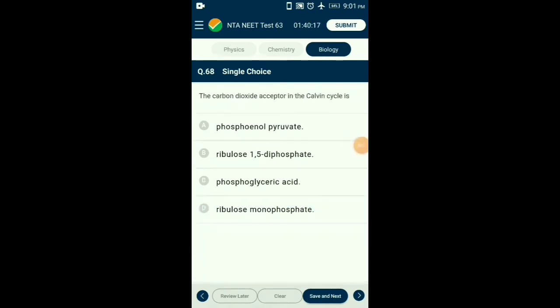Question number 68. The carbon dioxide acceptor in the Calvin cycle is: In the Calvin cycle, initial carbon dioxide is accepted by ribulose 1,5-bisphosphate, that is RUBP, already present in the cells, and a 6-carbon addition compound is formed, which is unstable. It soon gets converted into 2 molecules of 3-carbon compound phosphoglyceric acid due to hydrolysis. So the answer for this question is option B, ribulose 1,5-bisphosphate.